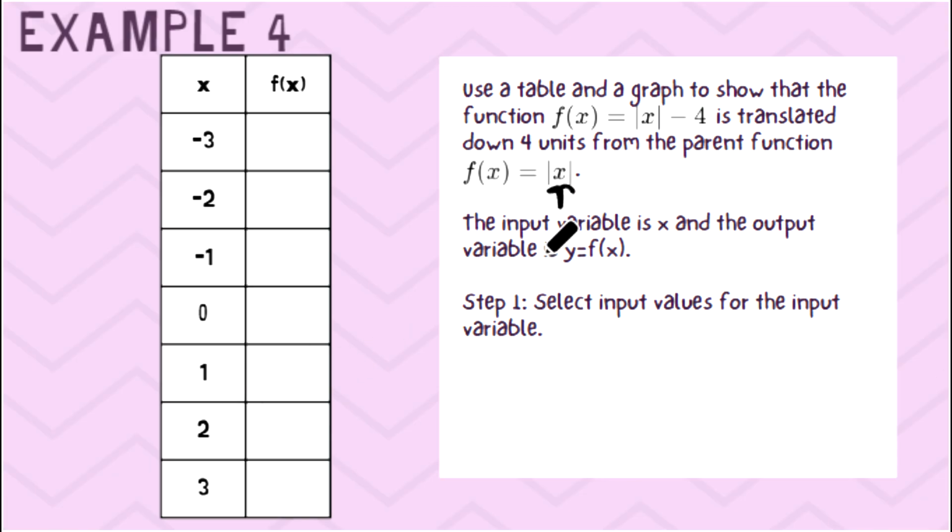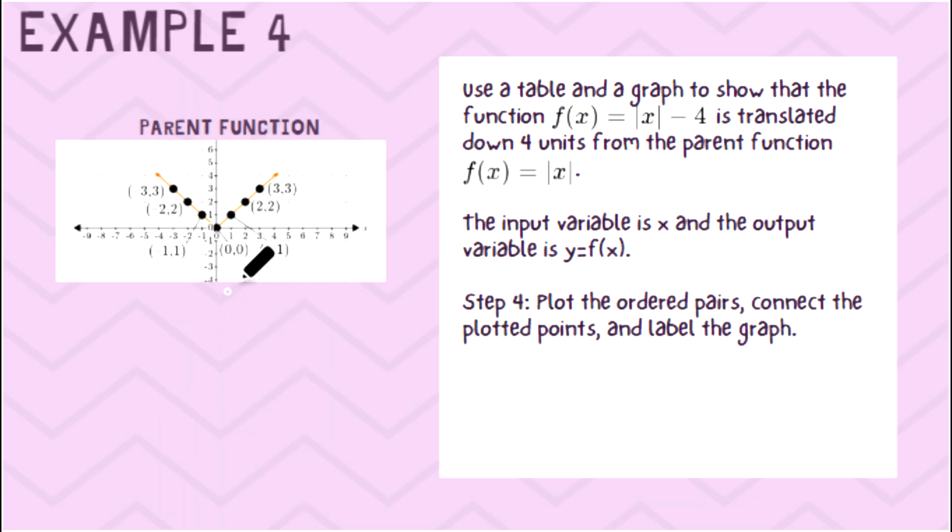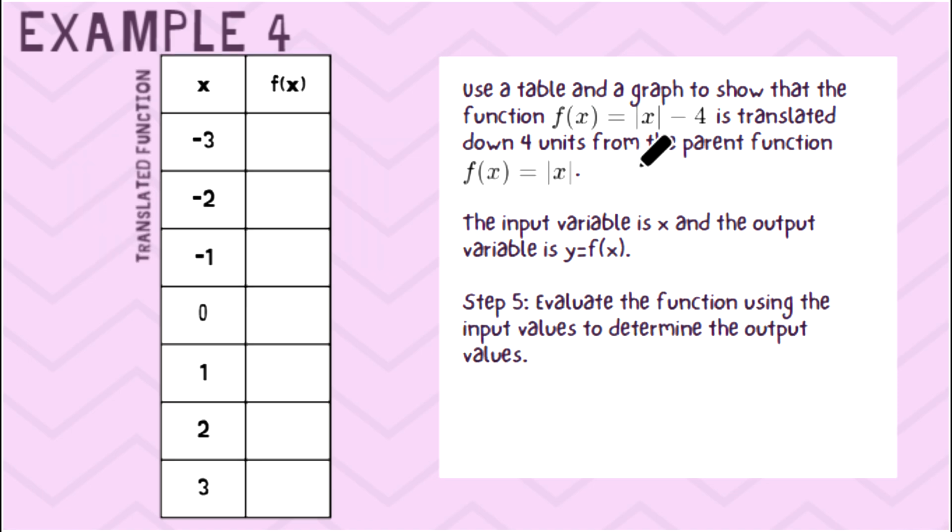Okay, this is easy. If f of x is equal to the absolute value of x, then it just means it's positive x no matter what. So this has to be 3, this has to be 2, this has to be 1, all the way down. It's always positive, okay? So 3, 2, 1, 0, 1, 2, 3. Then we have our ordered pairs, which we can then graph, and you can see on this parent function, it's touching the origin, okay? Now we need to do the translated function, which is this one right here.